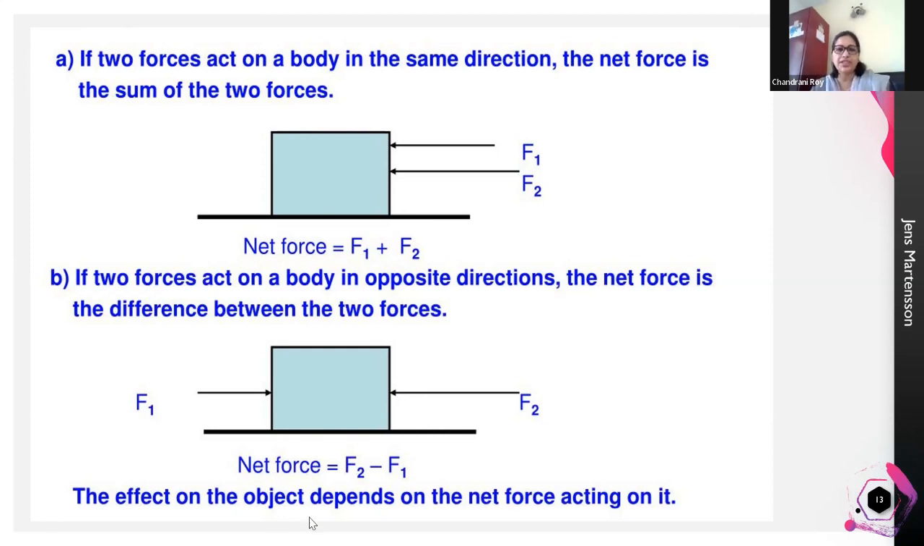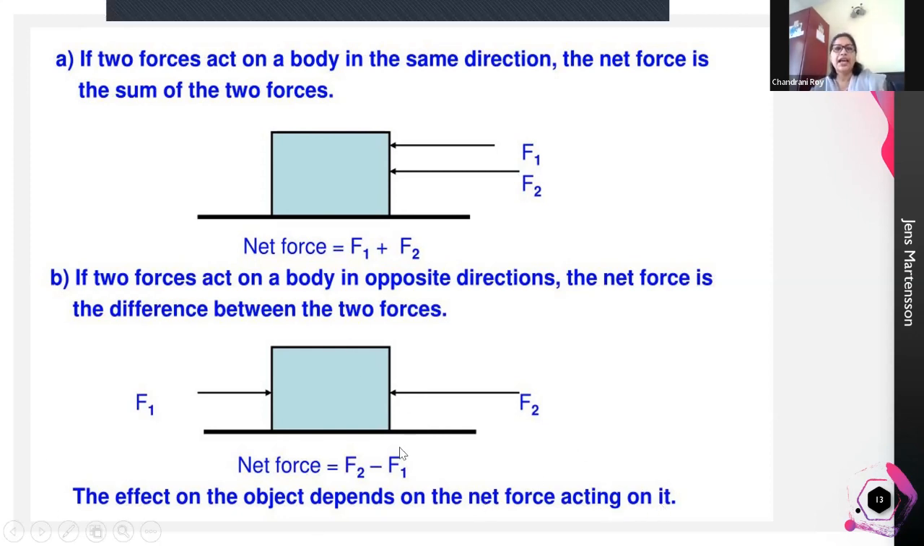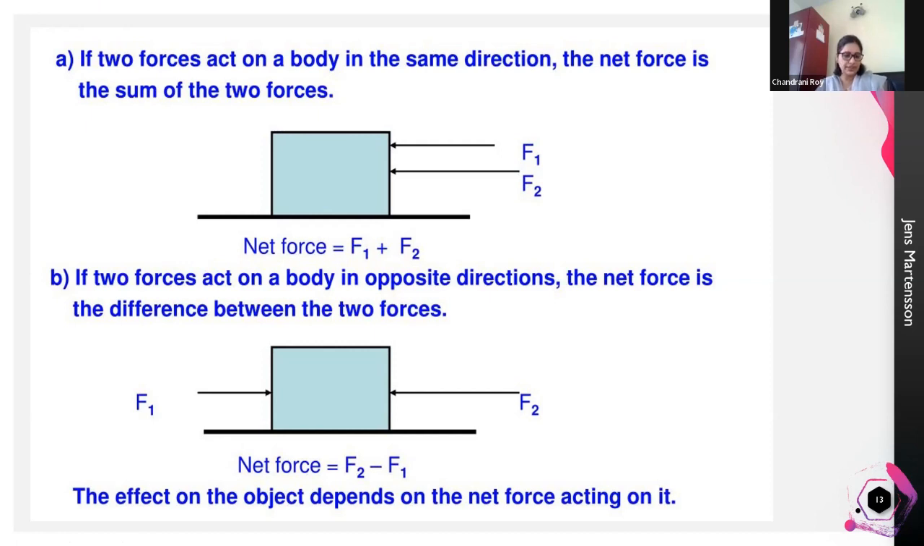So the effect on an object depends on the net force acting on it. And in the case of forces which are in the opposite direction, we subtract the smaller force from the larger force, and that gives us the net force. So in order to apply this understanding, we can always give them a few numericals to solve. That will definitely help our children to understand the concept better.